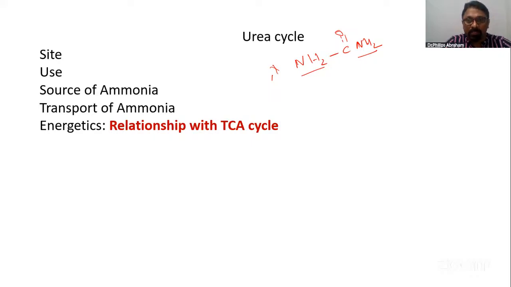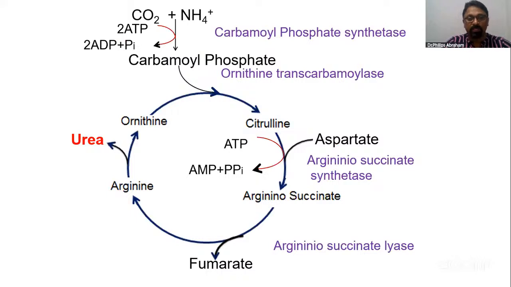Whenever you ask about energetics, we are asking whether it has any relation with the TCA cycle. I'll show that. And what's the clinical importance of urea? This is what you're supposed to know. Now listen to this one. Ammonia plus carbon dioxide gives carbamoyl phosphate. So there's the first amino group. And the second amino group is from aspartate. And this aspartate, after it's converted to argininosuccinate, one fumarate is formed.